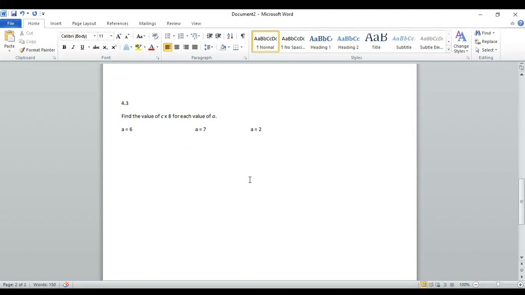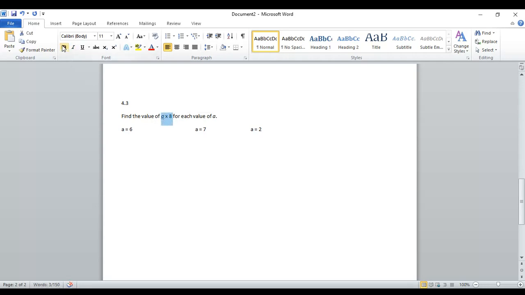Now on 4.3, it is very straightforward, except it throws this in the middle. Find the value of C times 8 for each value of A. That is not normally how a fourth grader speaks. So here's what it means. This is the math problem. You're going to use this every single time. This math problem that is in your directions.